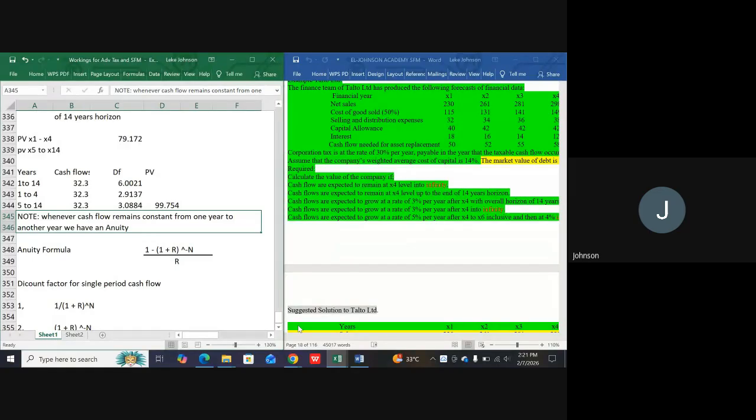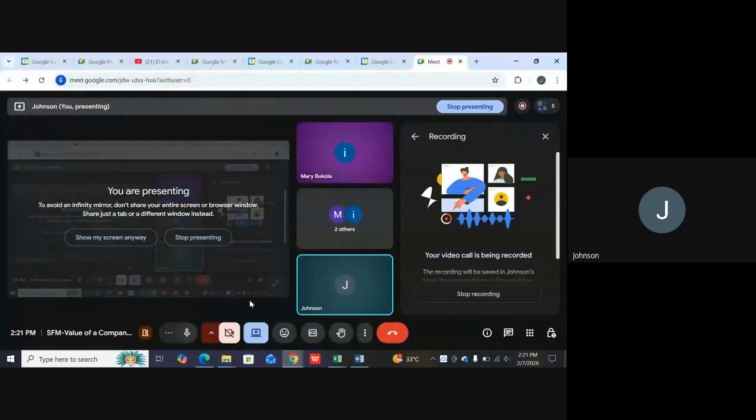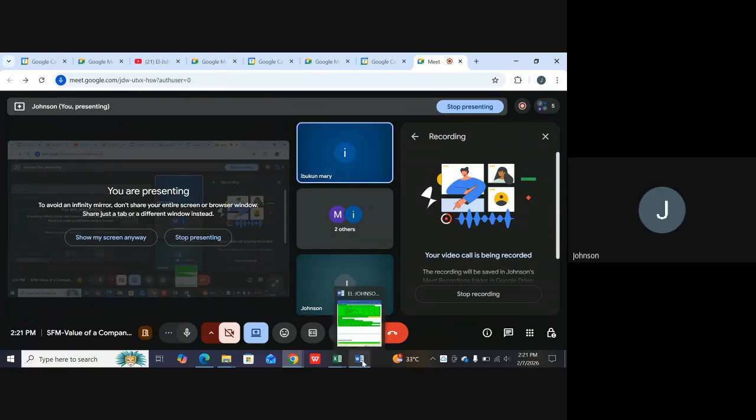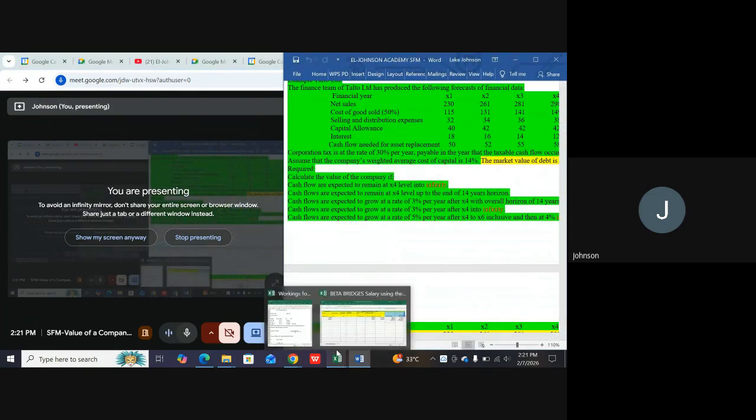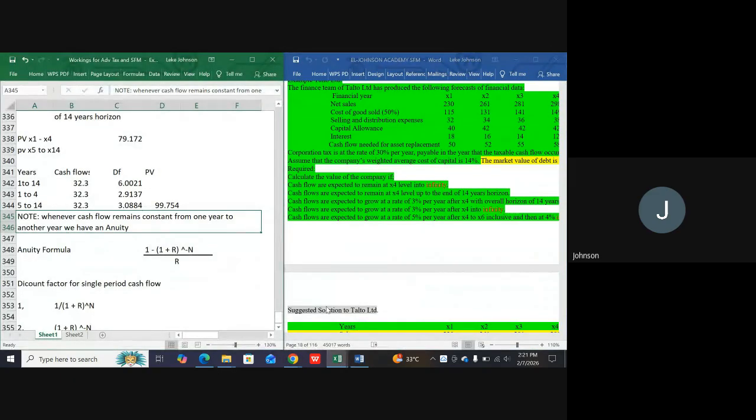You can see my screen. Are you sure it's not from your end? Is it the same for everybody? No, I can see your screen. Okay, so if you can see my screen, kindly leave the call and try and join again.